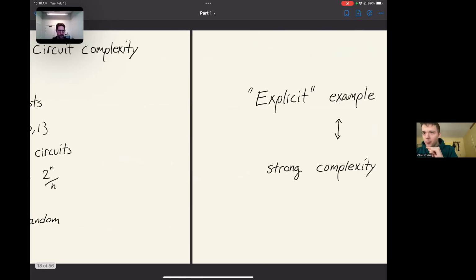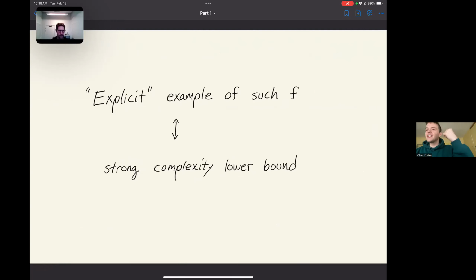And the point is that explicitly constructing a function meeting Shannon's non-constructive argument is essentially the same as proving a strong circuit complexity lower bound. And this is one of the main essential topics of complexity theory, to prove explicit lower bounds for computational problems that we're interested in.